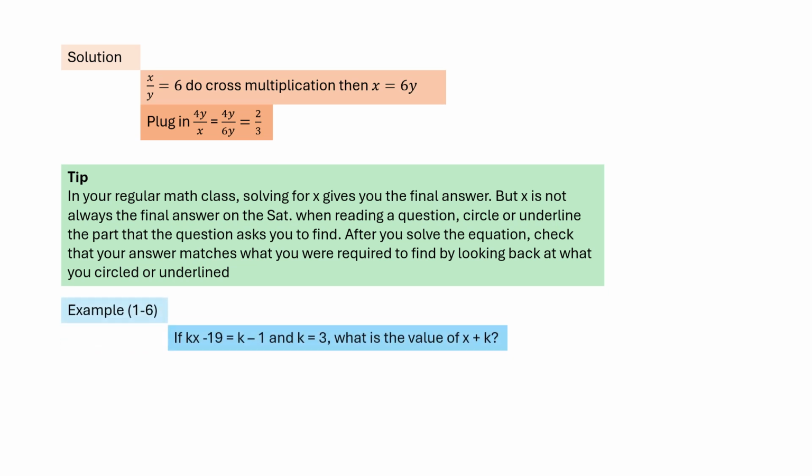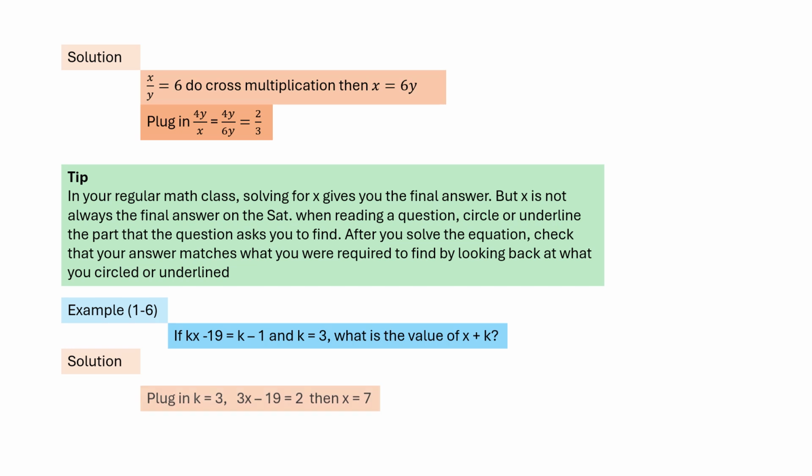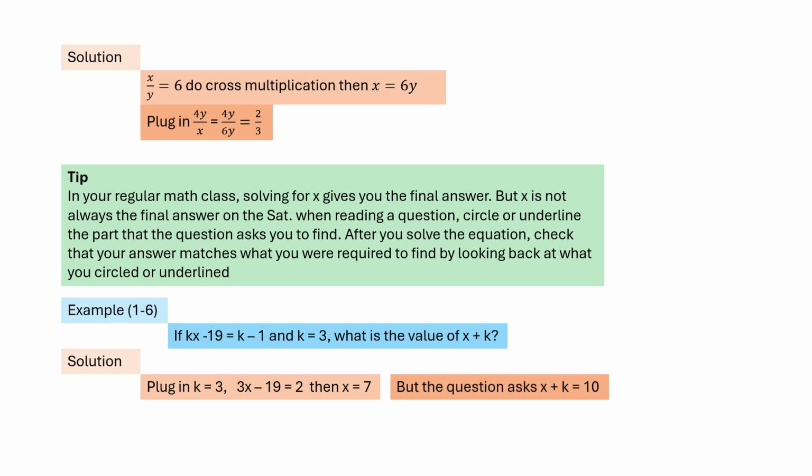Example 1.6. If kx minus 19 equals k minus 1 and k equals 3, what is the value of x plus k? It doesn't ask about the value of x or k alone, but k is given. Solution. Plug k equals 3 into the given equation. So 3x minus 19 equals 2. Then you can solve for x, which will be 7.